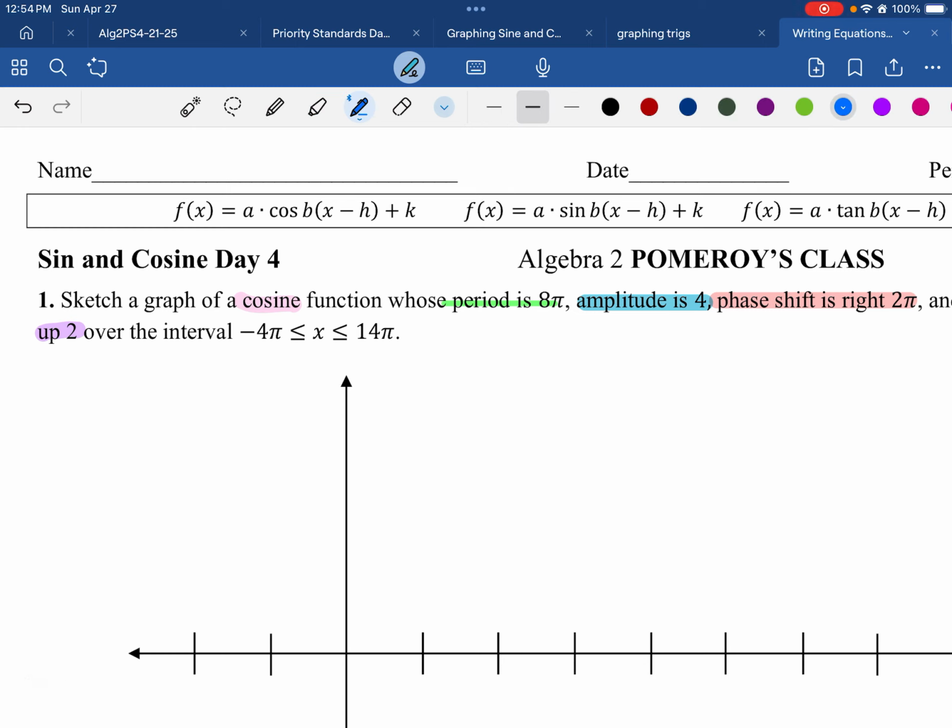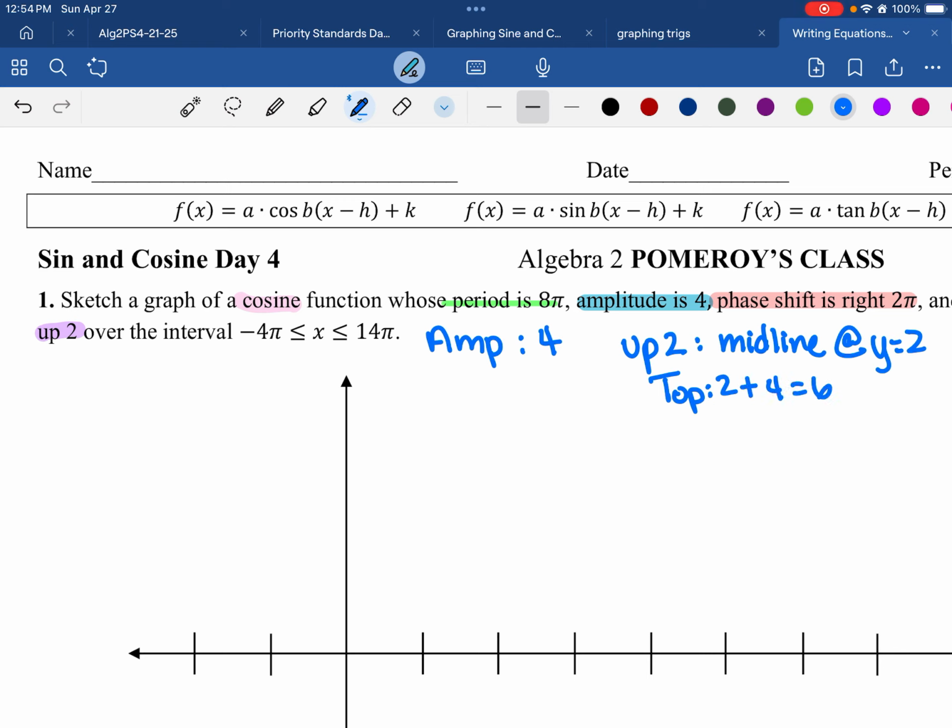So my amplitude is 4. And if it says I went up 2, my midline is at y equals 2, so I know where my middle line is, which means I'm going to go top, bottom. So top would be 2 plus 4, which would equal 6, and my bottom would equal 2 minus 4, which equals negative 2.